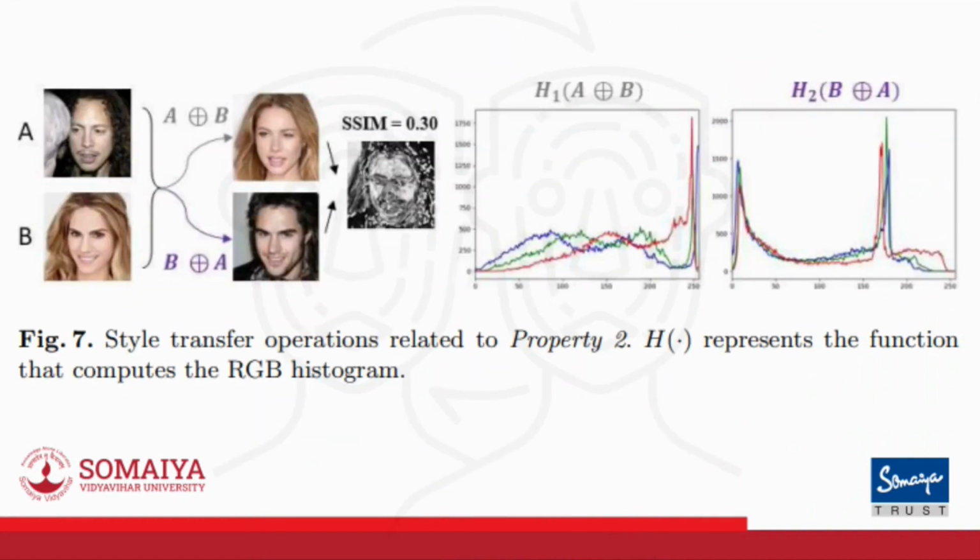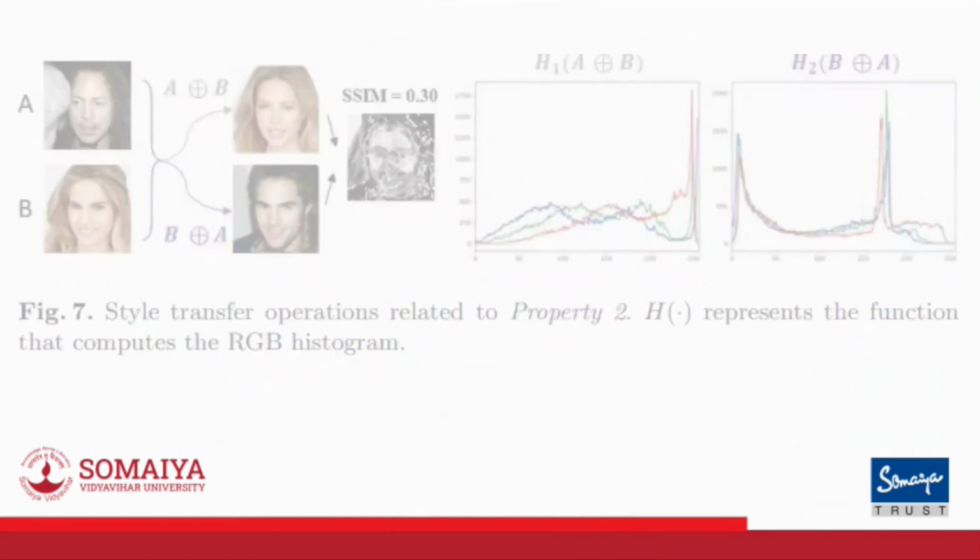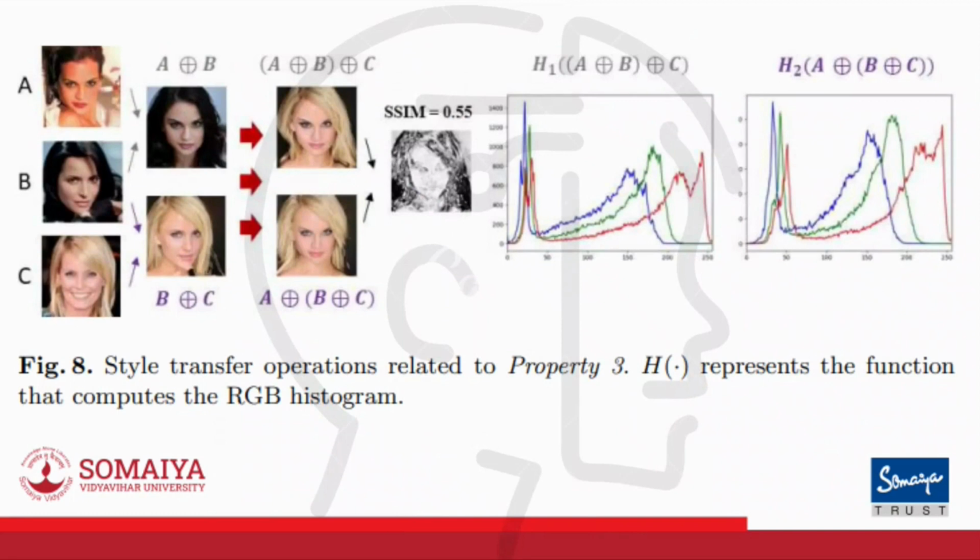Property 2 is applied in this figure. Style transfer operations related to property 2, where H represents the function that computes the RGB histogram. Style transfer operations related to property 3, where H again represents the function that computes the RGB histogram.